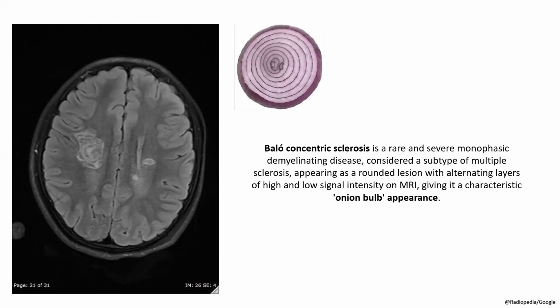What is happening in this MRI brain axial T2 weighted image? What is this sign? This is concentric sclerosis, which is a rare and severe monophasic demyelinating disease, and it leads to formation of an onion bulb appearance. It is basically a subtype of multiple sclerosis in which rounded lesions appear with alternating layers of high and low signal intensity on MR. So it gives an onion bulb appearance, and the entity is concentric sclerosis.